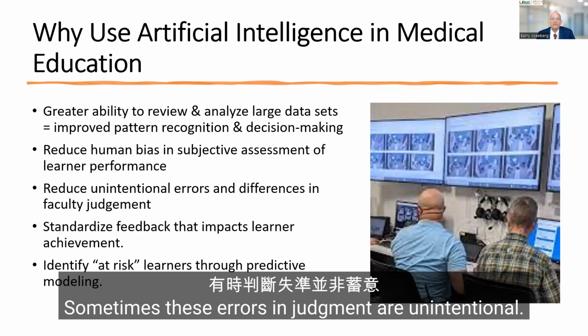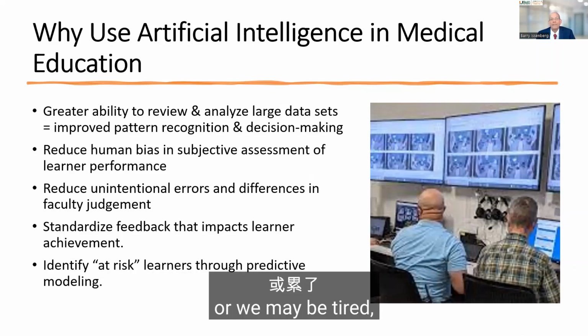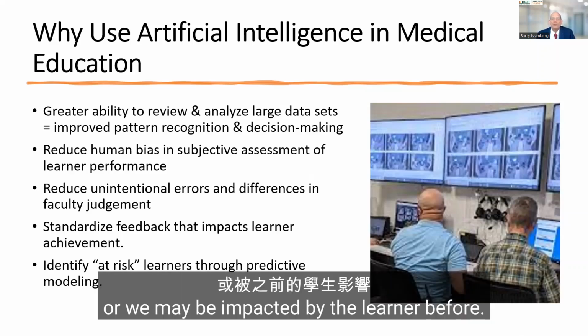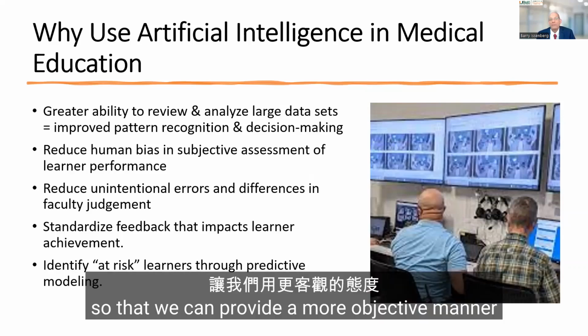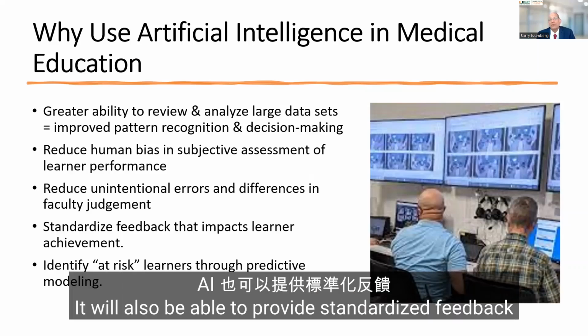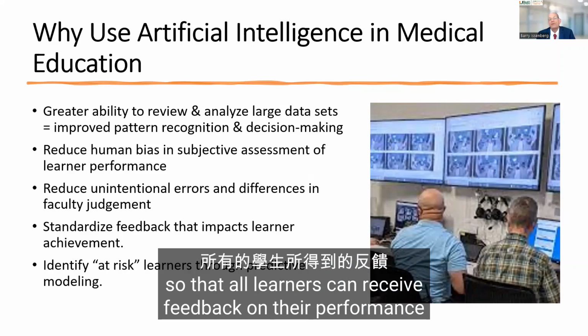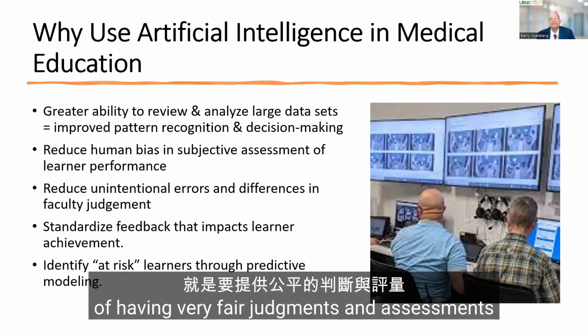Sometimes these errors in judgment are unintentional. It may be because our attention is distracted, or we may be tired, or we may be impacted by the learner before. So what AI can do is help reduce that subjectivity so that we can provide a more objective manner in how we judge performance. It'll also be able to provide standardized feedback so that all learners can receive feedback on their performance in a standardized manner. And again, this goes to our goal of having very fair judgments and assessments.